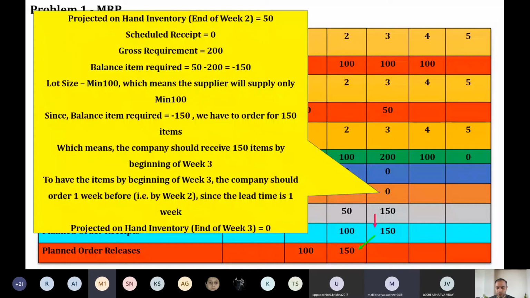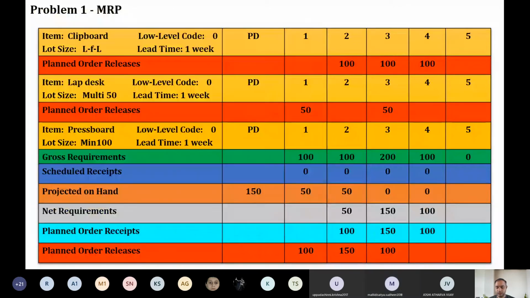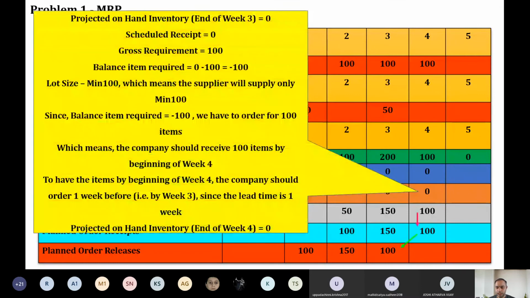In week 3. Week three. Okay, done. Do you want to calculate for the fifth week? Because in the fifth week the gross requirement is 0, we are not going to calculate anything.